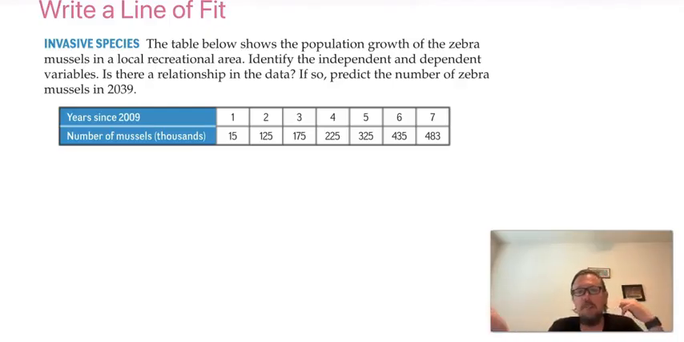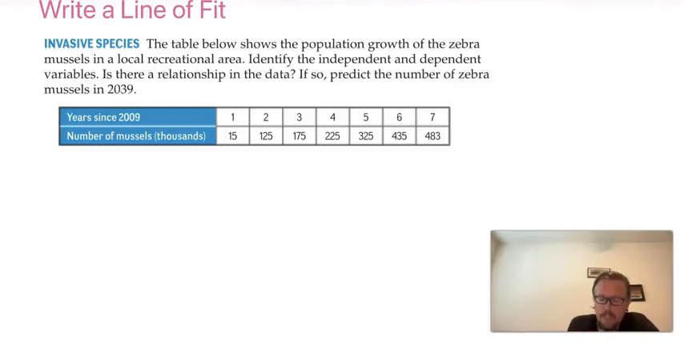Now, the table's not going to be perfect. It's not going to be perfectly straight. So the calculator finds what is called a best fit line, a line that goes through the points the best, goes right up through the middle of the points. And then we're going to use that equation to answer the question, what is the number of zebra mussels that we predict in the year 2039?